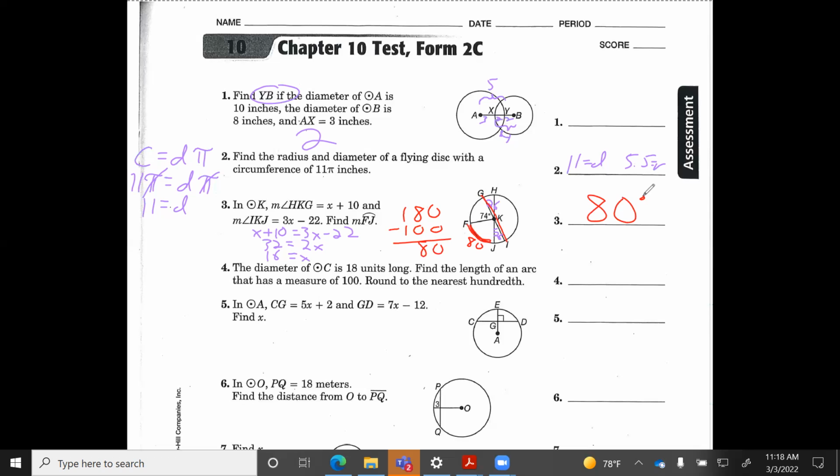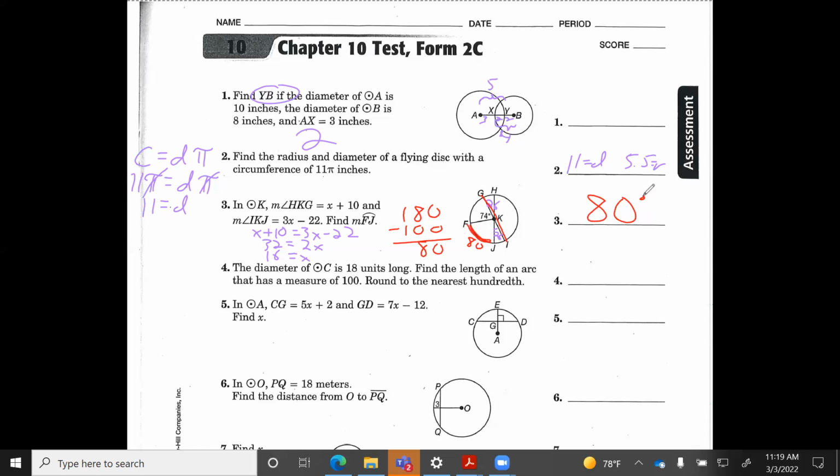On 4, the diameter of circle C is 18 units long. Find the length of an arc that has a measure of 100. Round to the nearest hundredth. So again, this is arc length. They gave me all the values that I have to plug in. So the measure was 100. They gave me a diameter of 18, so I'm just plugging these in.